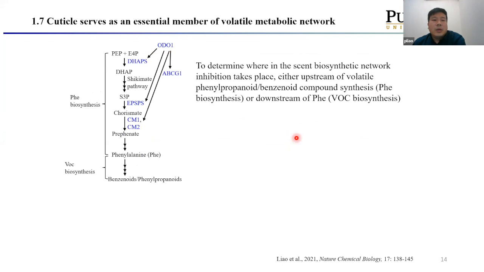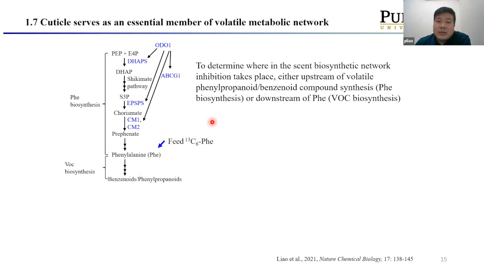So in order to determine where in the scent biosynthetic network the inhibition takes place, it can be either upstream of volatile compound synthesis, like the phenylalanine biosynthesis, or downstream of the phenylalanine, which is the VOC biosynthesis. So what have we done? We fed stable labeled phenylalanine to our plants, and then we checked, for example, the VOC synthesis and then the VOC emission.